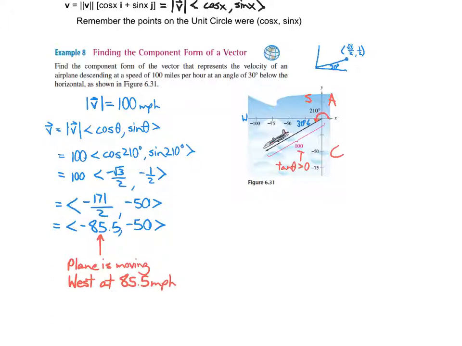The minus 50, on the other hand, tells us that it is getting closer to the ground, or it's approaching the ground at a rate of 50 miles an hour. So in other words, if the plane were to land at this angle, you'd slam into the ground. That would be a pretty rough landing because it would be hitting the ground at a speed of 50 miles an hour.